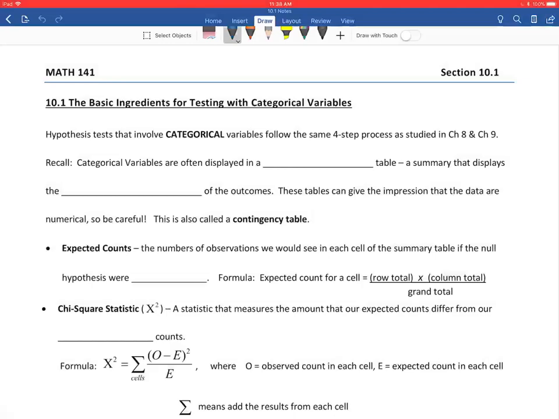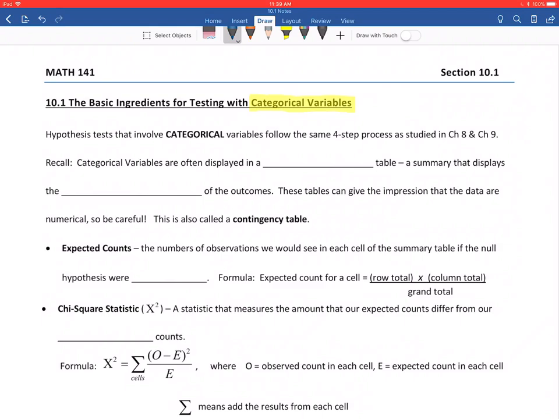Section 10.1, the basic ingredients for testing with categorical variables. So that is the main difference between what we're talking about in Chapter 10 versus what we've talked about in the earlier chapters, is that now we're going to have categorical variables, not just numerical variables. So our hypothesis tests that involve categorical variables, they do follow the same basic four-step process that we've already studied.